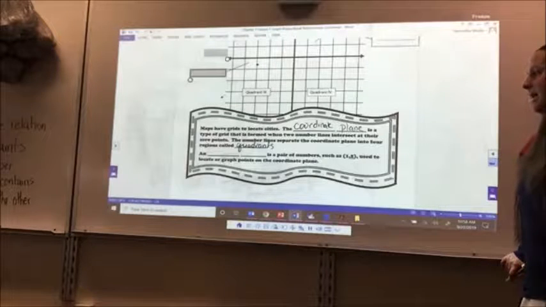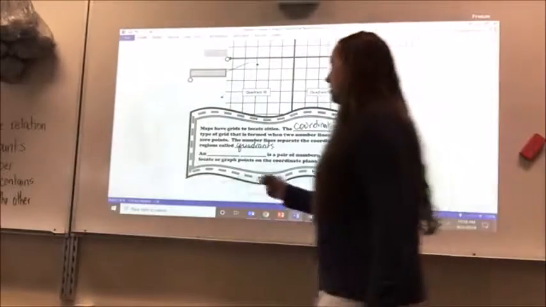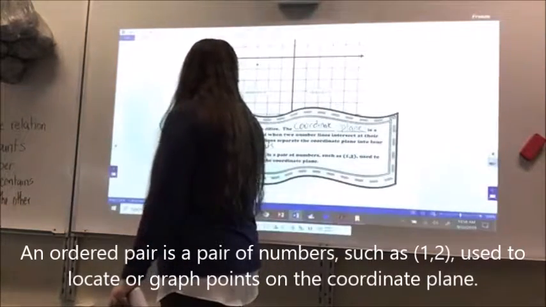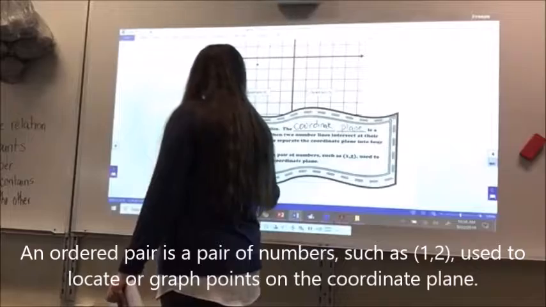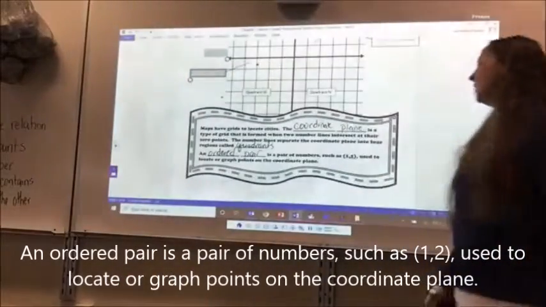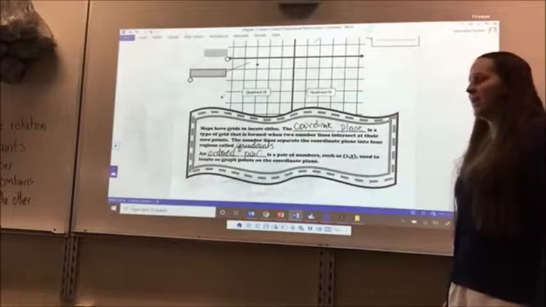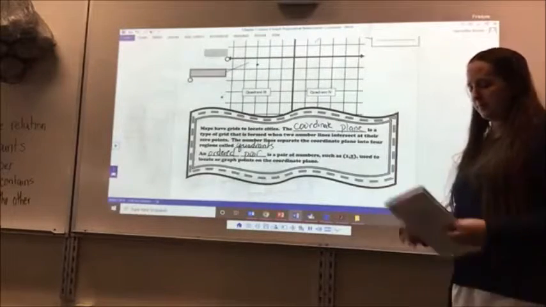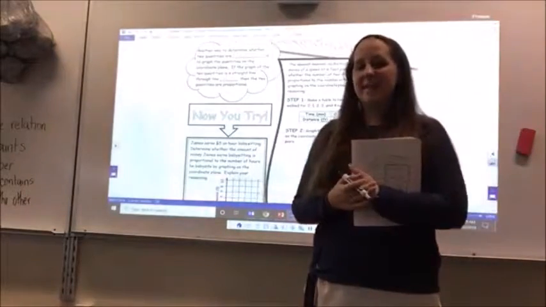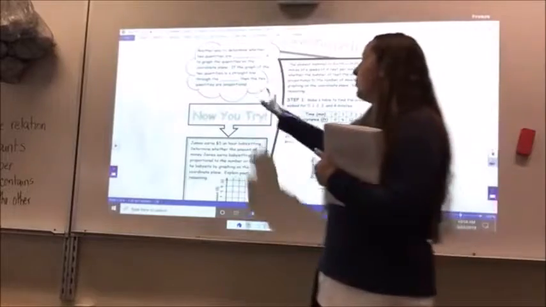And blank blank is a pair of numbers. In those 2 blanks, you're going to write ordered pair. So an ordered pair is a pair of numbers such as (1, 2) used to locate or graph points on the coordinate plane.